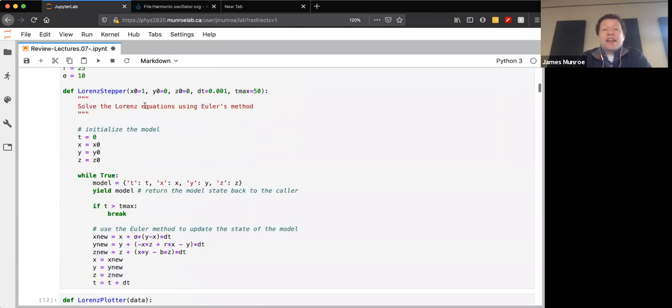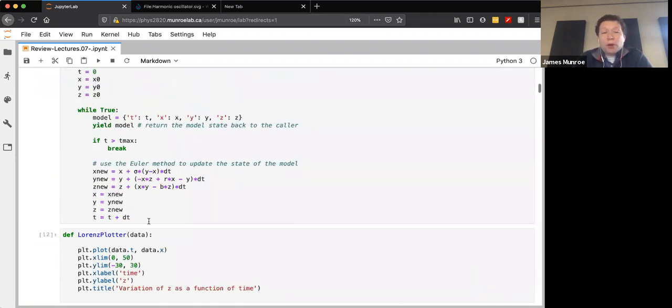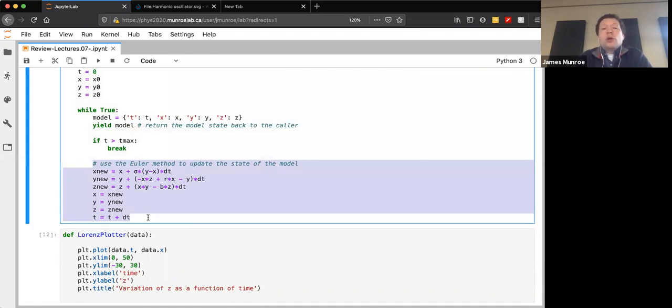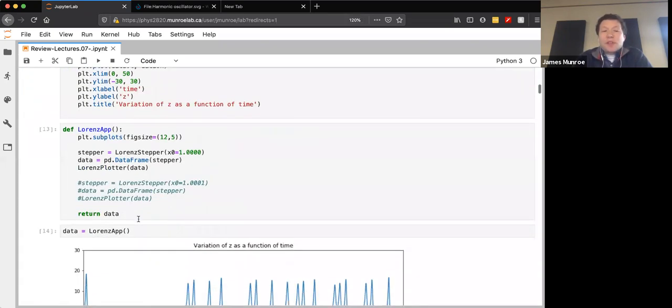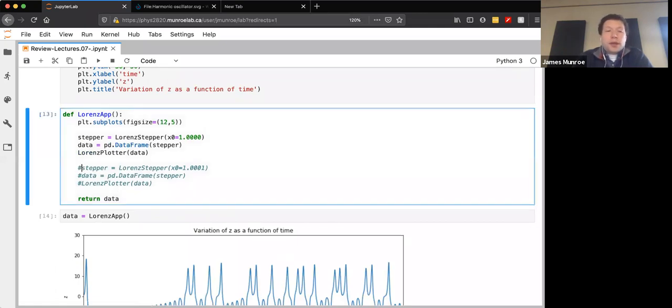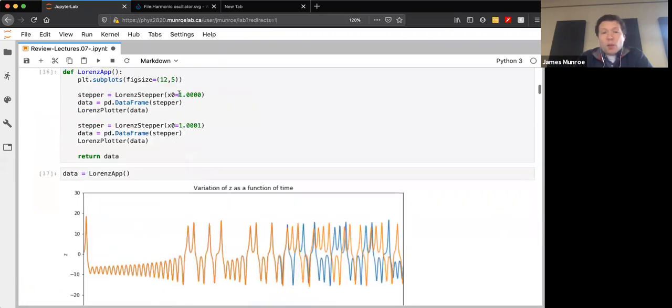I'll leave this in as yet another example of how to take a system of equations, something completely new, and fill in the stepper of a body of code applying a certain numerical method. There's always a stepper, there's always a plotter, and there's always some app to make it work. And we'll just uncomment this for the purposes of demonstration. What you see is this is an example of chaos. Two solutions that both start the same, one starting at 1.000, one starting at 1.001.